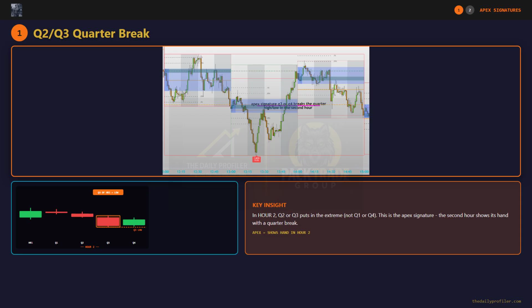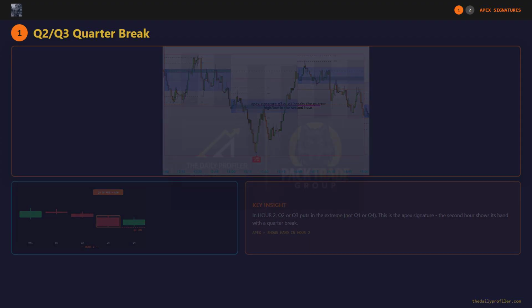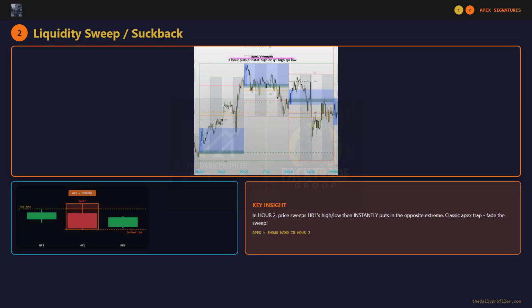If you're watching the second hour and you see Q2 or Q3 put in a new extreme opposite of hour 1, that's your apex signature. The session is consolidating. Expect mean reversion.